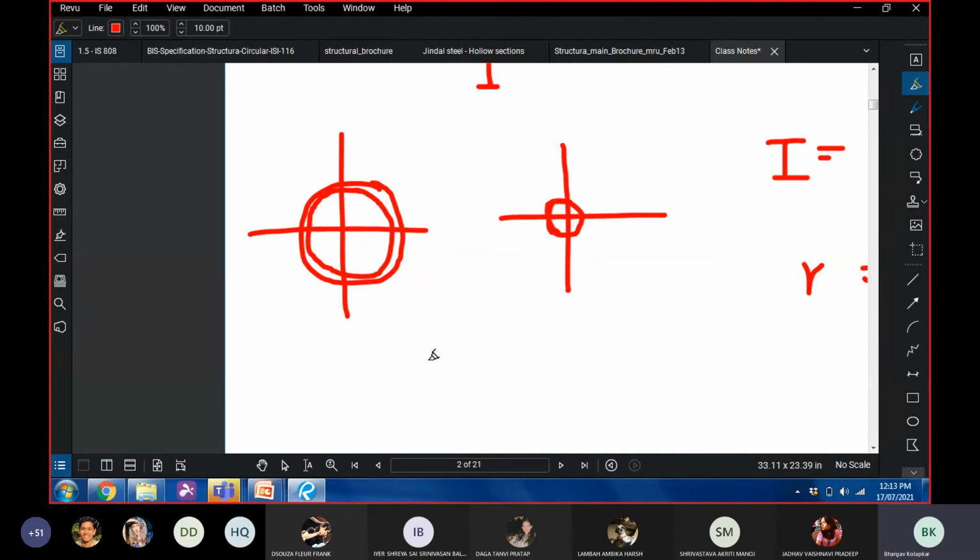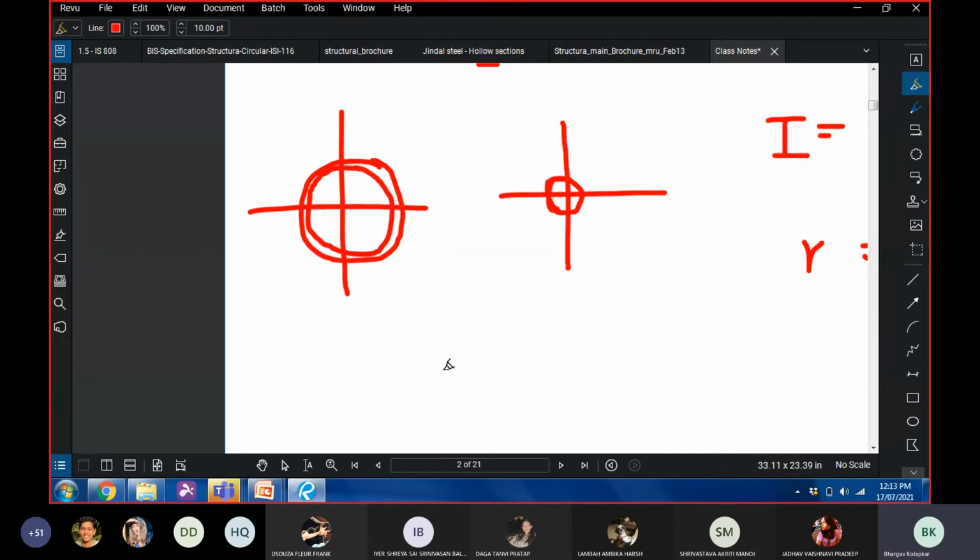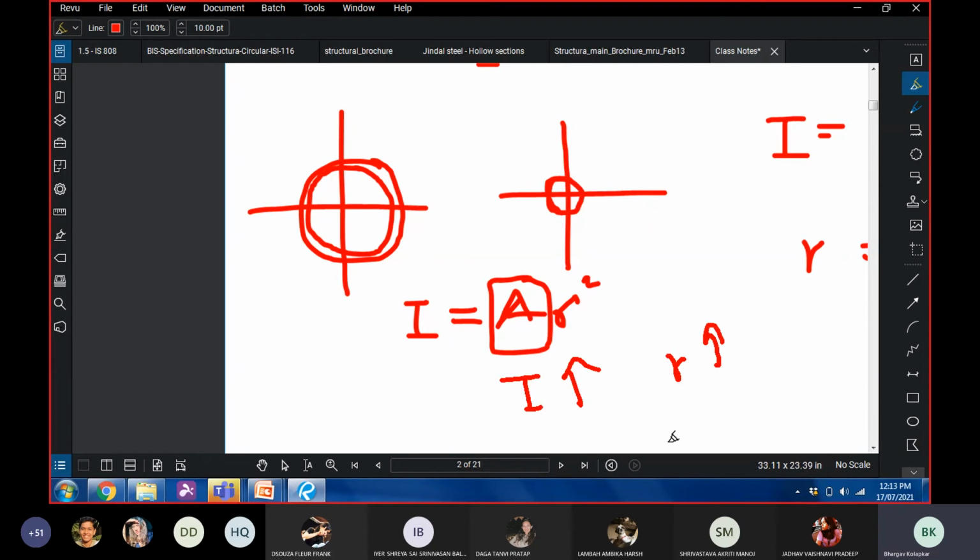Now, if you want to get into mathematics, or just equations, you can say that since both of them have the same area, A is equal to I into distance square. This is same for both of them. So higher the value of I, higher is the value of radius of gyration, right? And we've just looked at that I is a measure of distribution of material about a particular section. This will have a higher value of I than this, and therefore this will have a higher value of R than this.